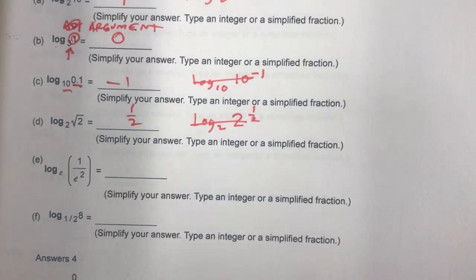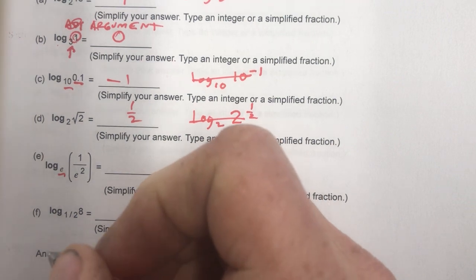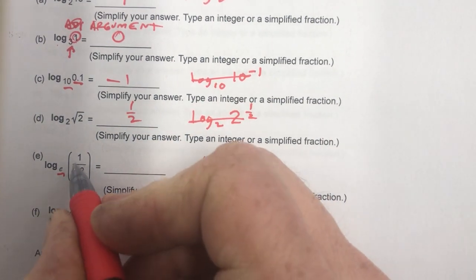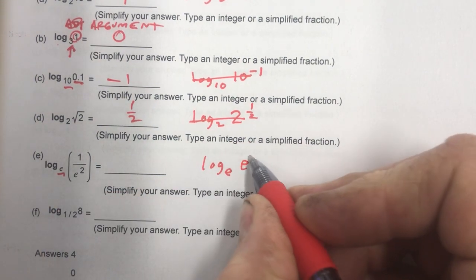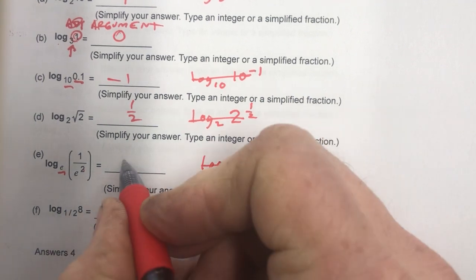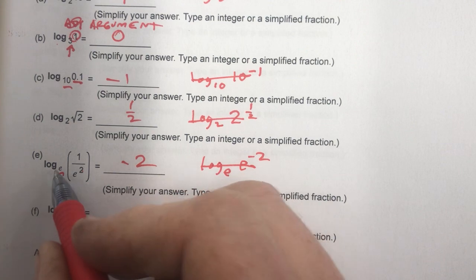Right here, now see this is log base e. We'll talk more about e a little bit later. But what I have here, this is 1 over e squared, which is e to the negative 2 power. I could flip it and make my exponent negative. Those cancel, that's a negative 2. You could type it in the calculator too.